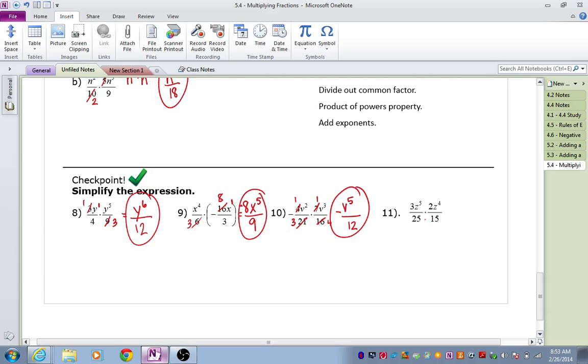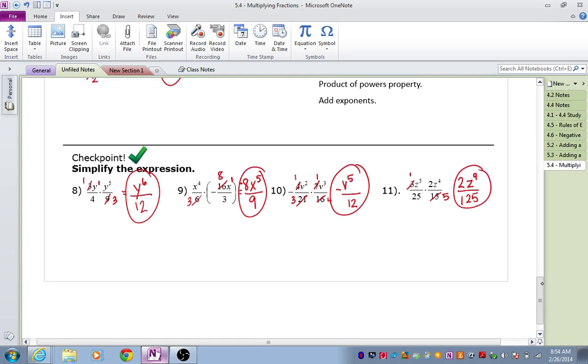And the final question, 3 goes into 3 once. 3 goes into 15 5 times, and that's all we can do. 1 times 2 is 2. Z to the 5th times z to the 4th, we add our exponents, so it's z to the 9th. And 25 times 5 is 125.